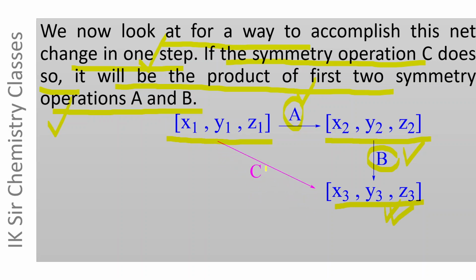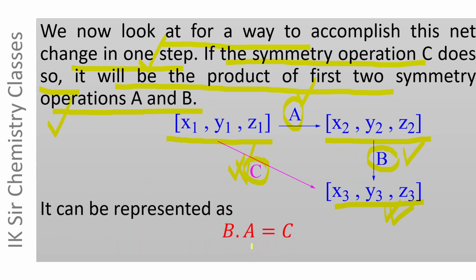If the symmetry operation C can perform this change in one step, then C is called the product of symmetry operations A and B. It can be represented as follows: B into A is equal to C. Here also, the symmetry operation A written on the right hand side is carried out first, followed by symmetry operation B, and the net result of symmetry operations A and B can also be carried out by symmetry operation C. Here C is called the product of symmetry operations A and B.